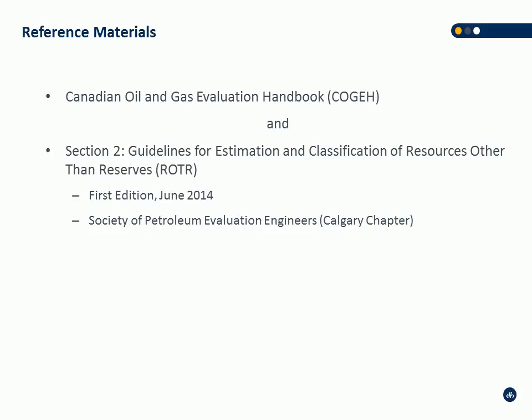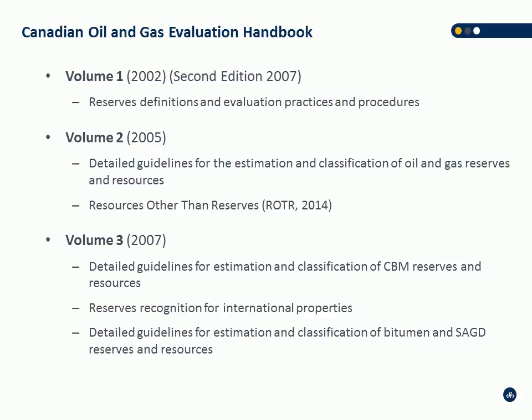So again, we're talking about the Canadian Oil and Gas Evaluation Handbook and specific reference to ROTR that's been added recently. The Canadian Oil and Gas Evaluation Handbook has been released in 3 volumes. The first volume came out in 2002 and was subsequently updated in 2007 when the second volume came out, or shortly after the second volume came out. Volume 1 is reserves definitions and practices and procedures. So Volume 1 is a high-level overview of what COGEH offers. It's basically the full scope of COGEH, and then Volume 2 and Volume 3 sort of expand within that scope. They give you more detail.